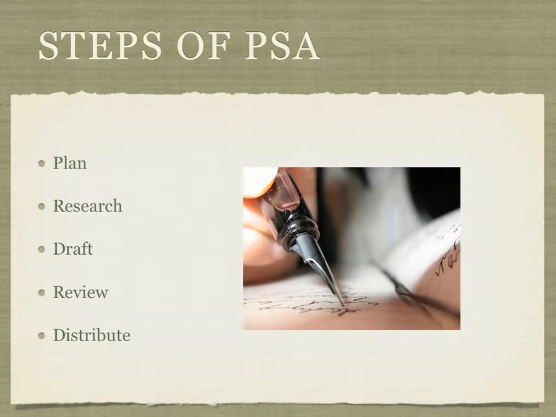The 5 components of problem-solving approach are plan, research, draft, review, and distribute. I will discuss these individual components on the following slides, along with the benefits of applying PSA to your writing. The next several slides will clarify how I use PSA to create a technical instruction manual to build a Lego airplane.